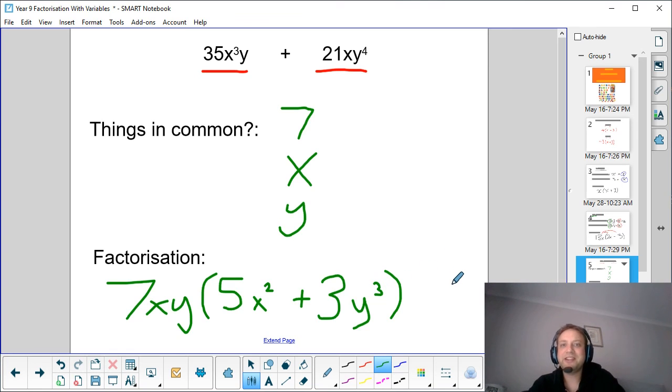So even when they start to get long and convoluted, just take it one thing at a time. Start by finding a common number. See if there's any letters in common as well, and just get them out of there and break each of your terms down bit by bit, and you'll get close to having the right answer, hopefully.